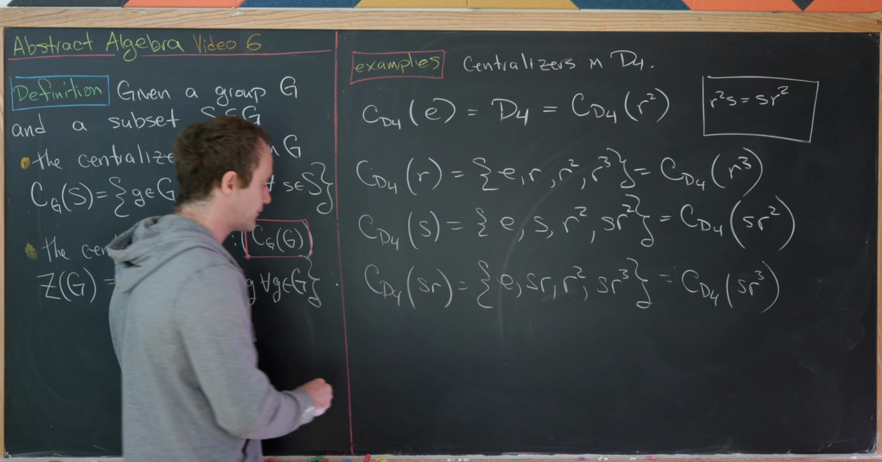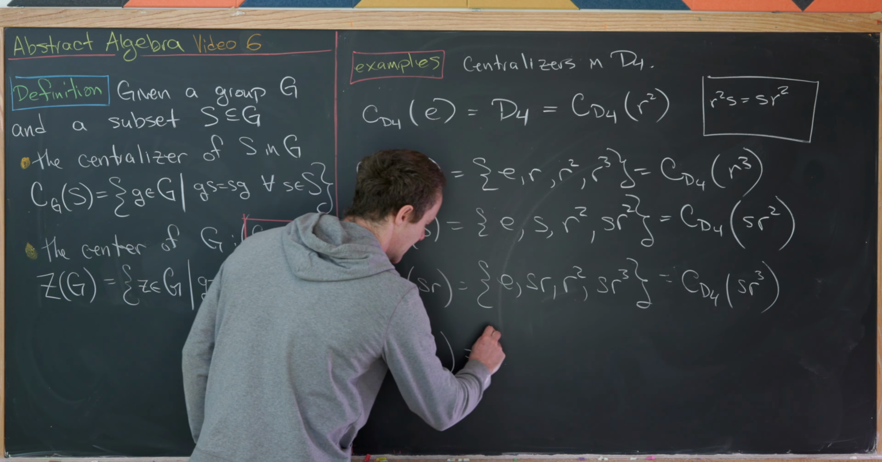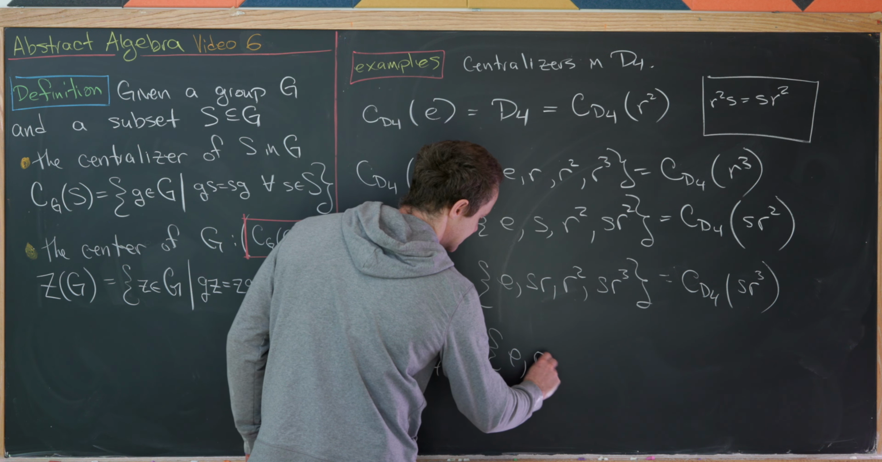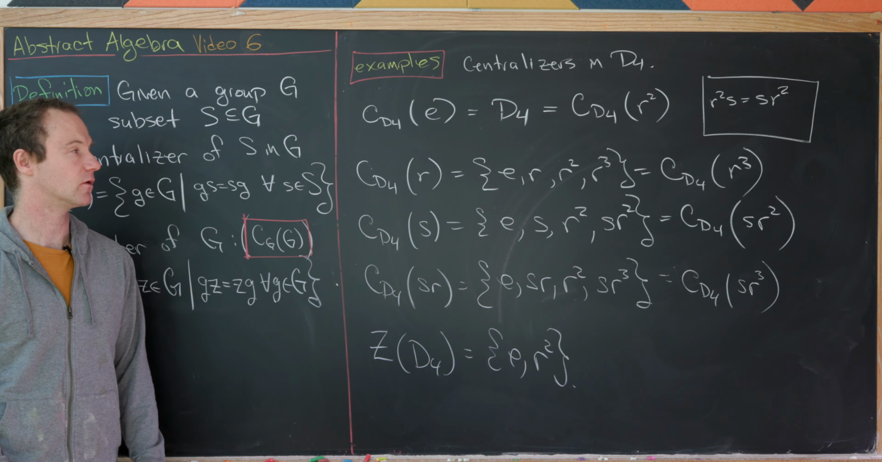And then finally, we'd probably like to know the center of D4 as well. And you can check that the only thing that commutes with everything is the identity and R squared. So that's the center of D4.